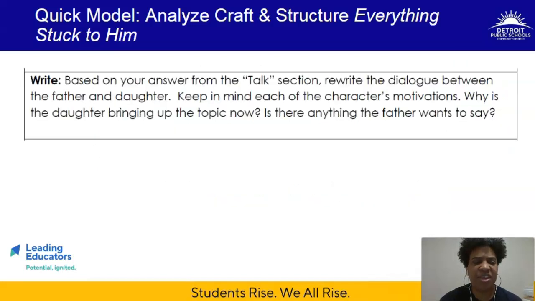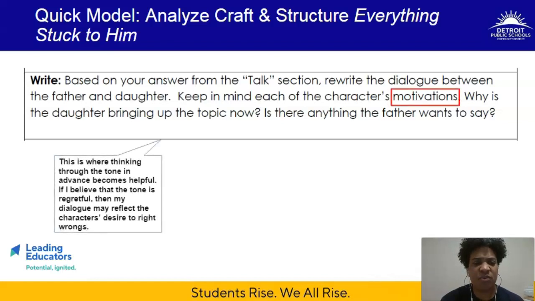So, in the write section, based on your answer from the talk section, rewrite that dialogue we just went over between father and daughter. And keep in mind each of the characters' motivations. Why is the daughter bringing up the topic now? Is there anything the father wants to say? What I really want you to think through is focus on motivations. And we talked a little bit about this a few minutes ago.